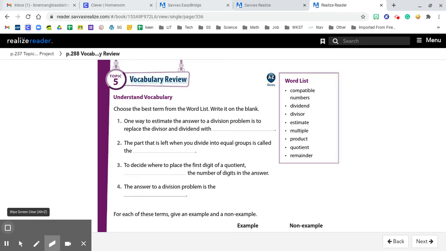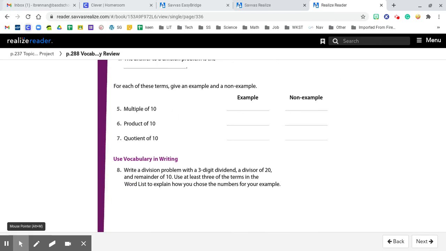Okay. As we move down, for each of the terms, give an example and a non-example. So you can say a multiple of 10 could be 20, 30, 40, 50, and so on. But it can't be 21, 33. It has to end in a 0 to be a multiple of 10.